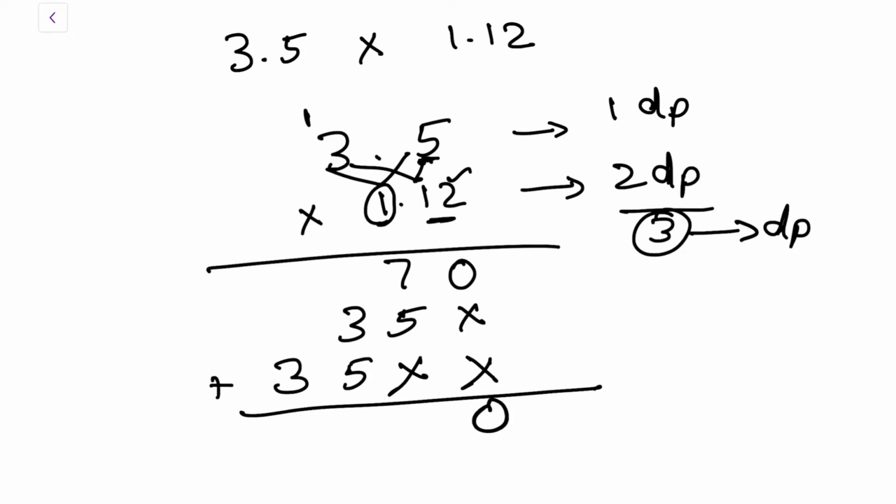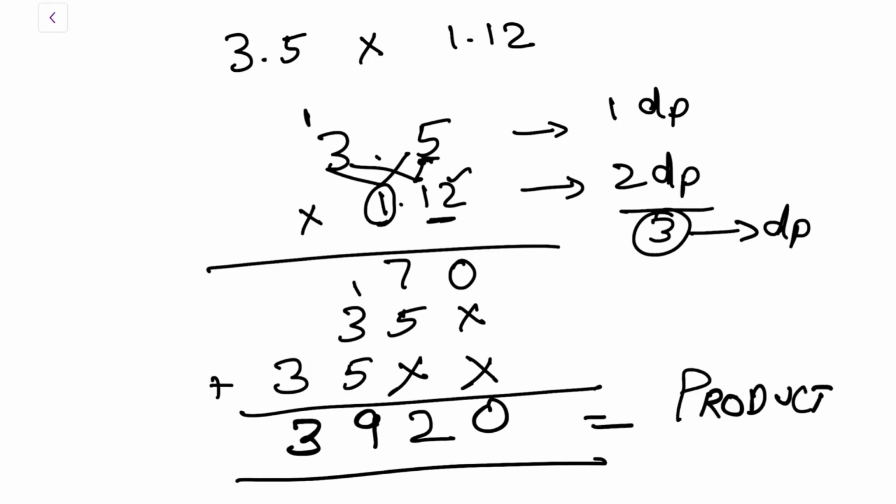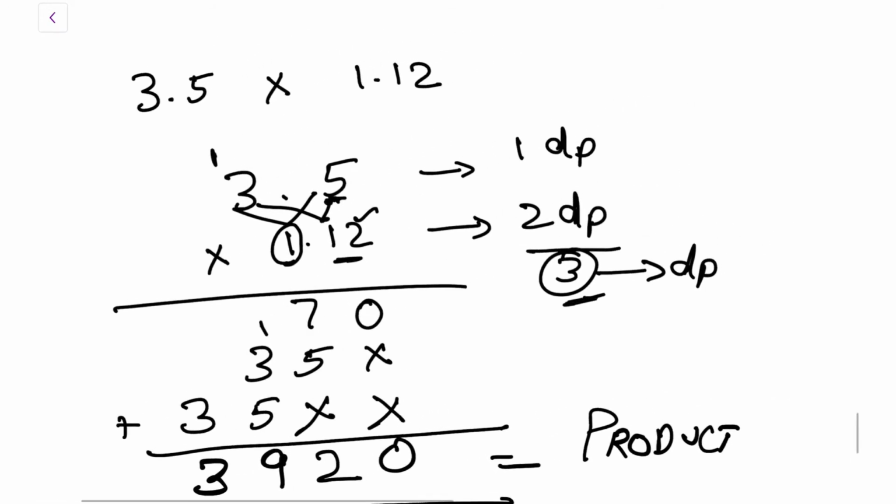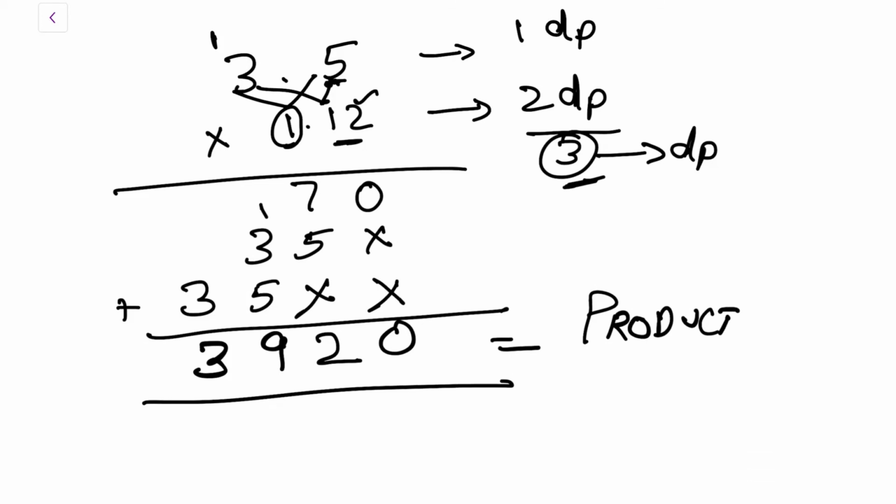0, 12, 9 and 3. This is your product. Once you get the product, just put the decimal point. We've seen that it should have 3 decimal places. So let's make sure that the product has 3 decimal places. So I'm going to put the decimal point here. So the answer is 3.920.